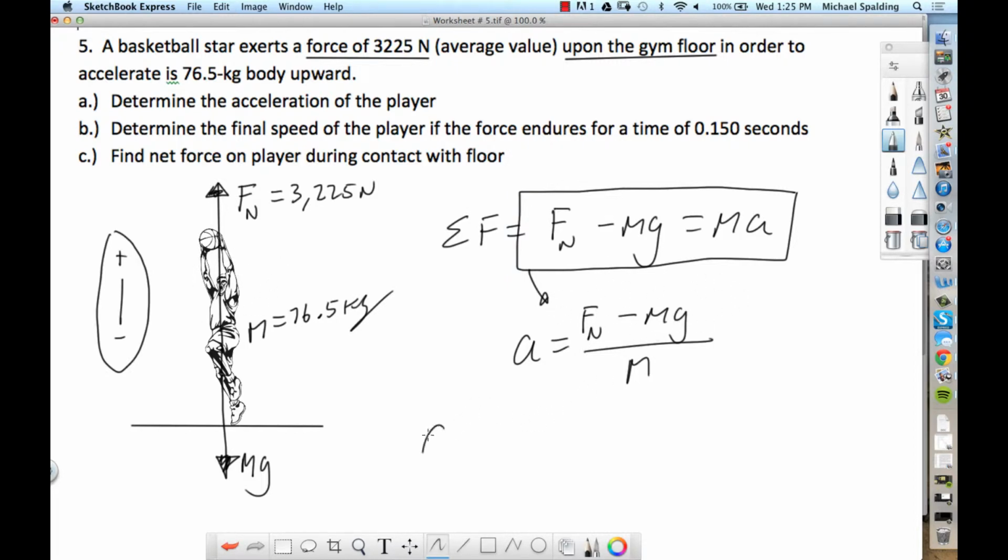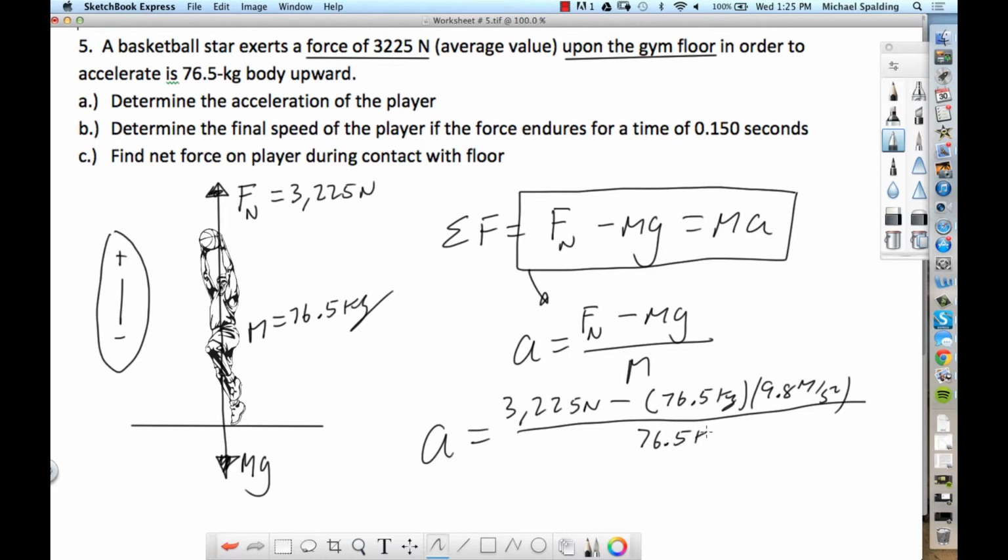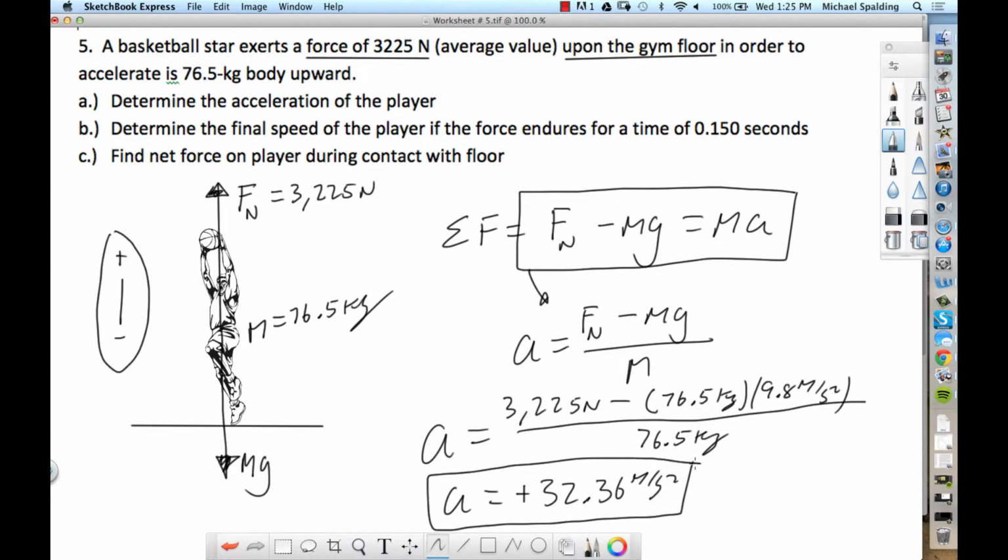Okay, so that's what the algebra looks like. Normal force is 3,225 newtons. His mass is 76.5 kilograms. Gravity is 9.8. So we're just plugging into this equation, and then mass is 76.5. So this gives us an acceleration of 32.36. Okay? So we now have his acceleration. Let me put that here. Acceleration is 32.36 meters per second squared.